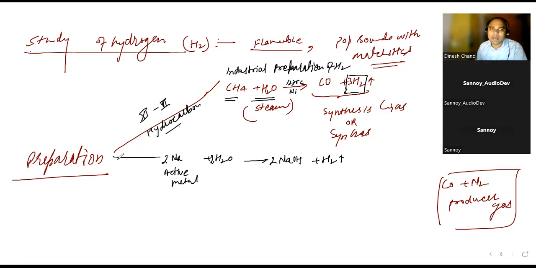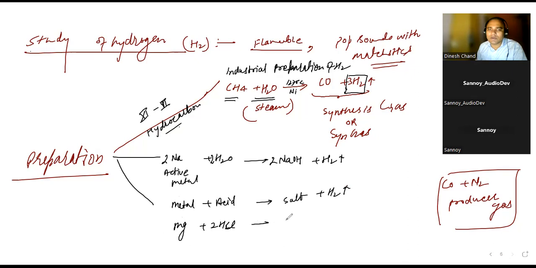This is simple. Next one is metal reacting with acid. Metal plus acid. What is it going to give? The salt plus, again, hydrogen gas. So any metal you can take. Suppose I am taking Mg and then I am taking 2HCl. So what is it going to give? This is MgCl2, and this is again going to give the hydrogen gas.